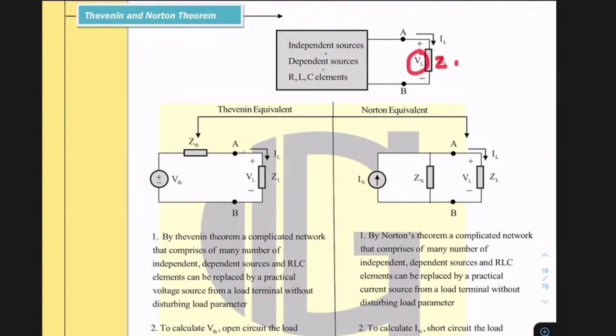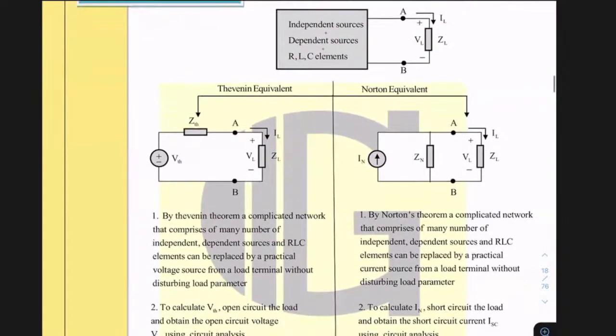And the voltage is VL, and the corresponding current is IL. So what the Thevenin theorem says is, from this AB terminal, to the left of AB, this complicated network, which contains so many sources and so many elements, can be represented by a practical voltage source, that is the Thevenin theorem, and it can be represented by a practical current source, that is the Norton theorem.